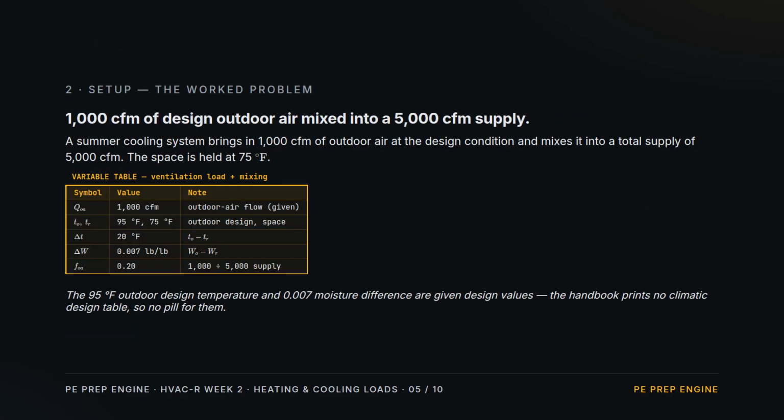Setup, the worked problem. A summer system brings in 1,000 CFM of outdoor air at the design condition and mixes it into a 5,000 CFM supply, with the space at 75. The outdoor air is 95 degrees, 20 above the space, and 0.007 of a pound per pound more humid. The outdoor air fraction is 1,000 over 5,000.